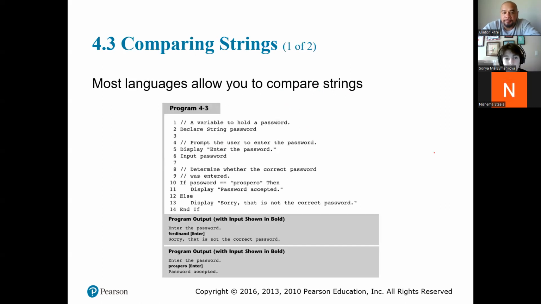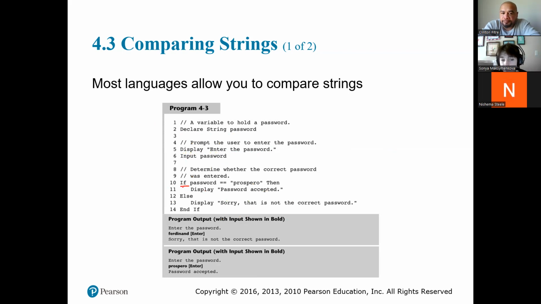All right. Most languages will allow you to compare your strings, and remember, string is just a sequence of characters. So in this example right here, we are gonna see if the passwords match. So we declare our variables of string called password. Then we ask the user by displaying enter the password to input whatever password they want to input. And then we're trying to see if those passwords are correct. And how do we do that?